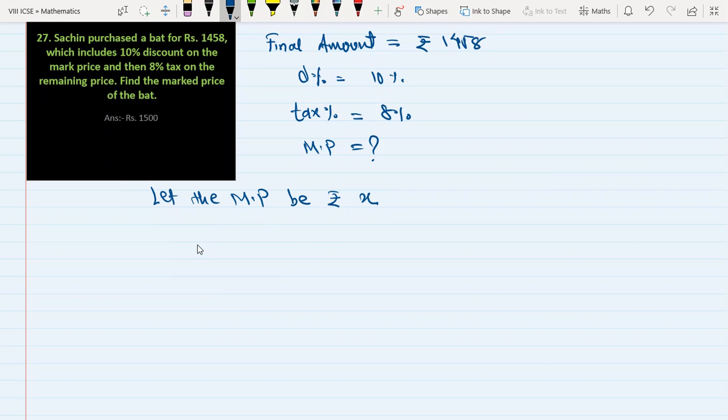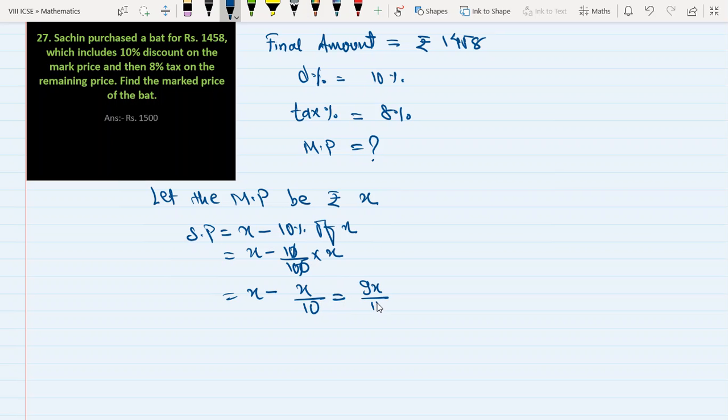Now, first, what do we do to the mark price? Do we deduct discount or do we add tax? Yes, we deduct discount first. So the selling price is equal to X minus 10% of X. Mark price minus discount percent of mark price. So X minus 10 upon 100 multiplied by X. So X minus X by 10, that is 10X minus X by 10, that is 9X by 10. So this is basically your selling price.